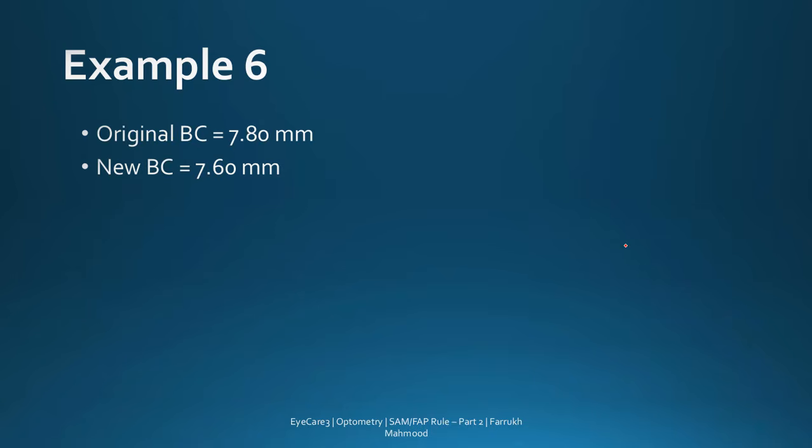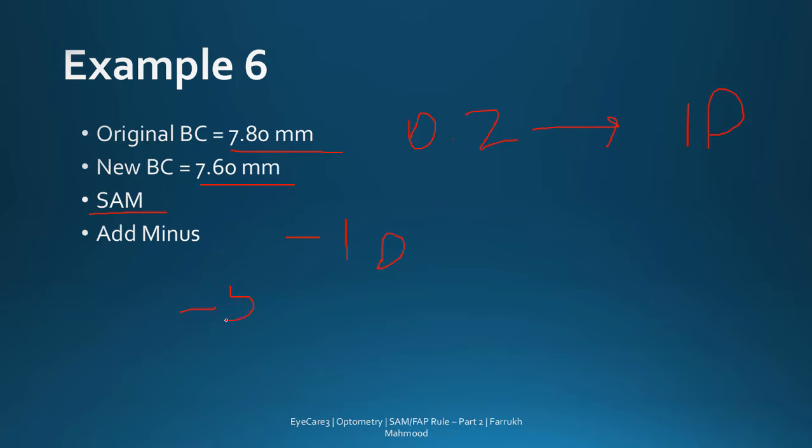Coming to example number 6. Here original base curve is 7.8 and the new base curve is 7.6. So the change is 0.2 millimeters. 0.2 millimeter is equal to 1 diopter. And again we have decreased the value. That means that the lens has become steeper. So for steeper we have SAM, we will add minus, how much minus? Minus 1 diopter. So if the original value of contact lens is minus 5, after adding minus 1 it will become minus 6 diopters.